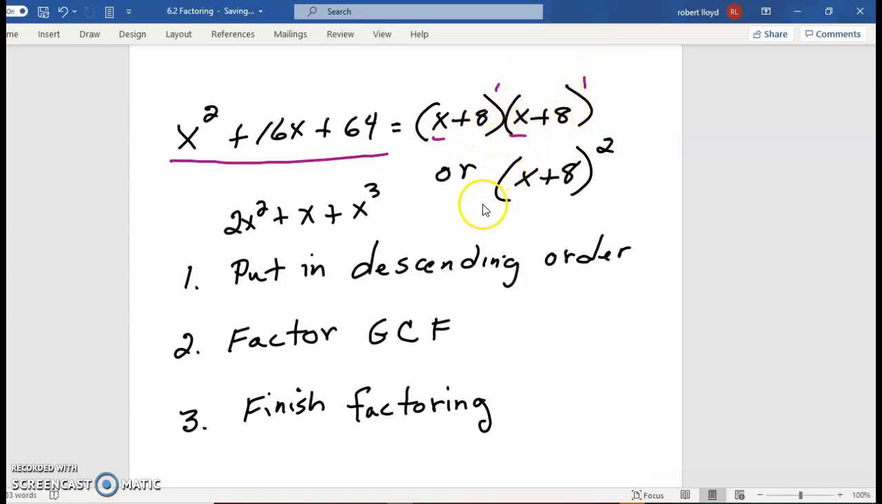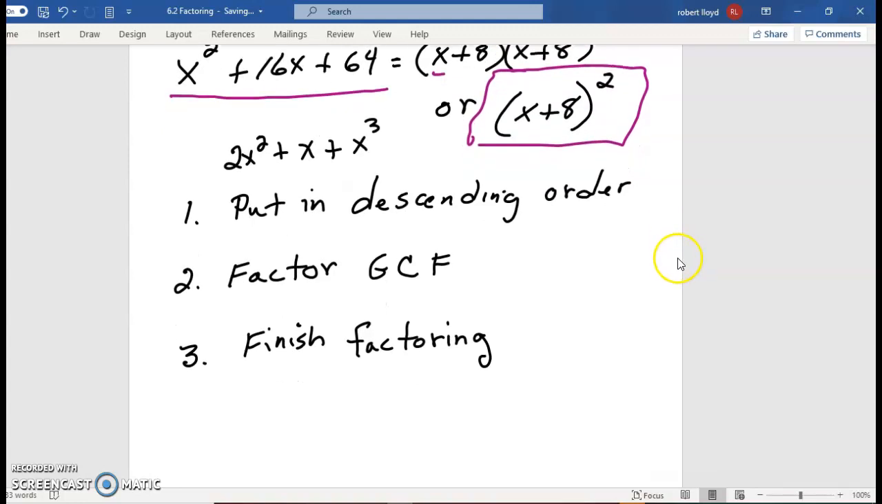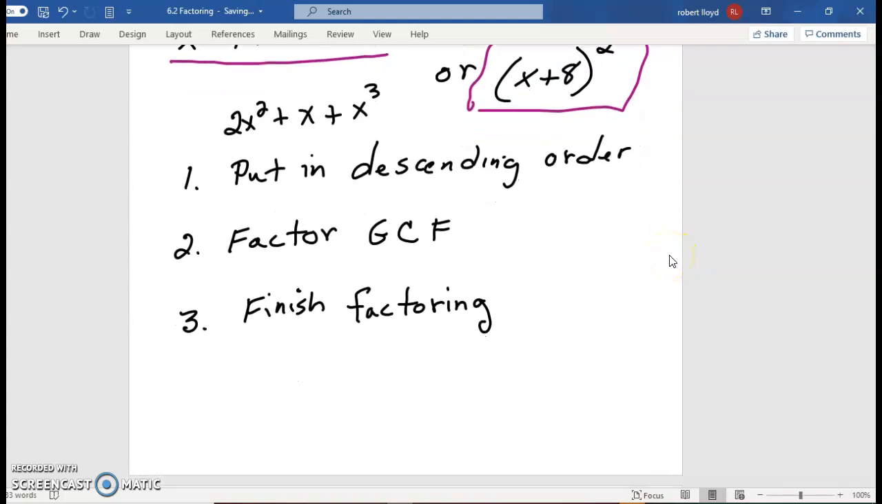So in Alex, they prefer you to write it this way. We're multiplying these parentheses, so we add the exponents. The 1 and the 1 make a 2. So always remember, put it in descending order first, if it's not, then factor out the greatest common factor if you can, and then finish factoring.